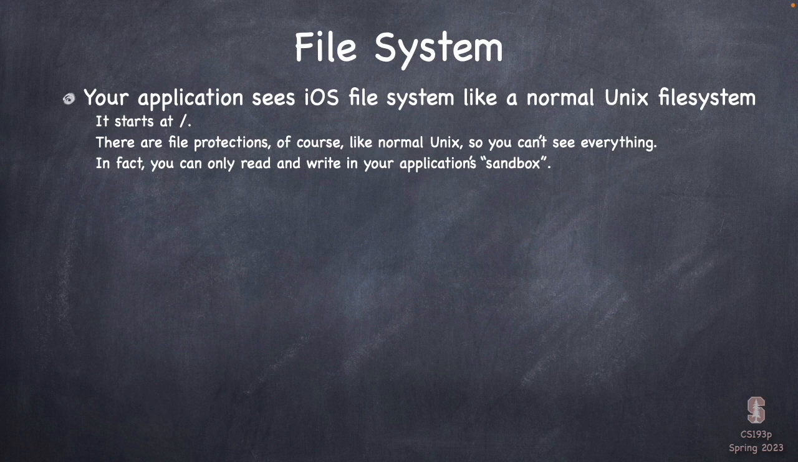I don't think everyone knows this, but iOS underneath is essentially a Unix operating system, and it has a Unix file system. And there's file protections, of course, in that Unix file system, so you can't see everything in there. You can't see the system files and all that. And in fact, it's a little more formal than that. You can really only see the files in there that are in what's called your sandbox.